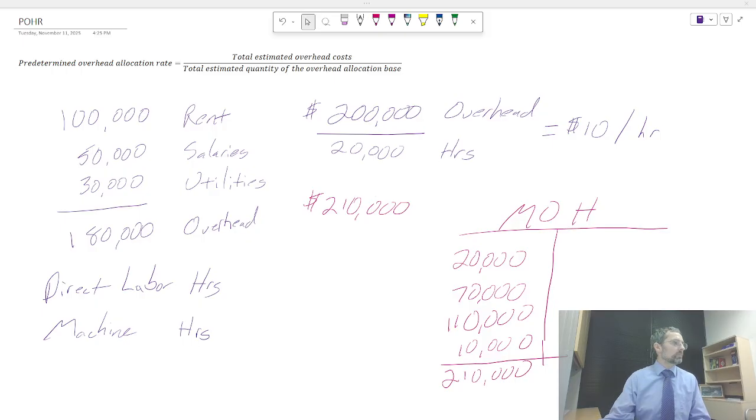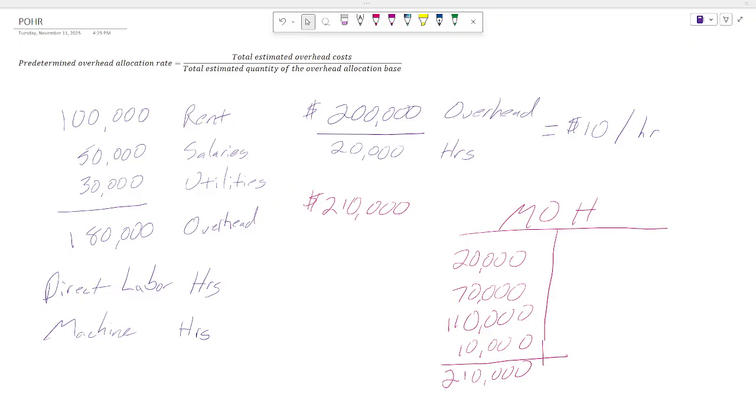So all year long, though, we have been using $10 per hour. And we could also be wrong. So we are wrong on the $200,000 of overhead. It wasn't 200,000, it was 210. We could also be wrong on the number of hours. Let's say that we worked 19,000 hours instead of 20,000 hours.